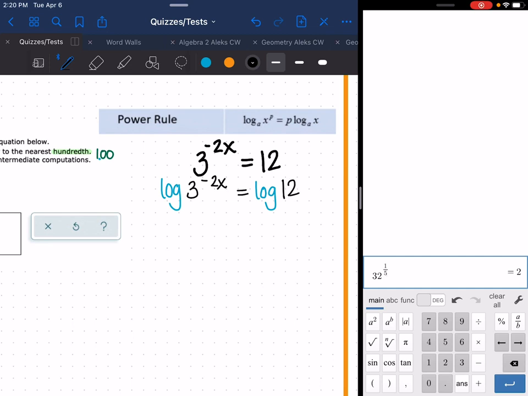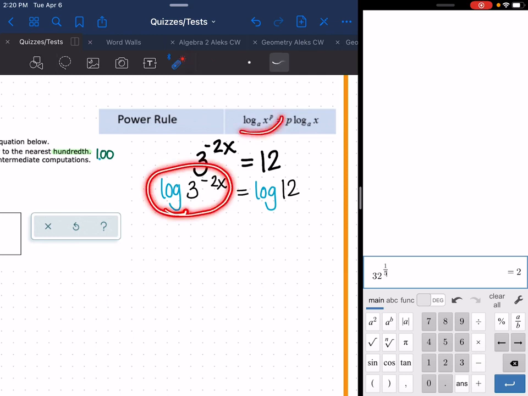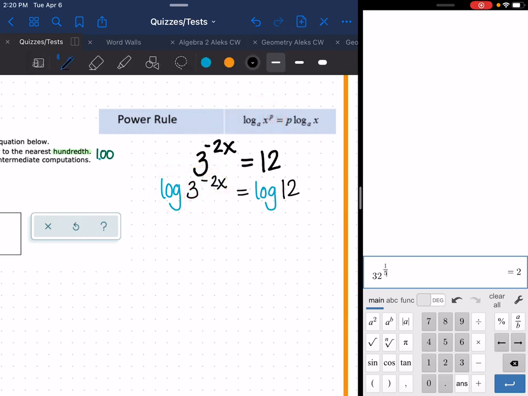Now I'm going to go ahead and apply the power rule. So notice that this side here on the left looks just like this. My x would be my 3, and here would be my power, which is p. So what I can do is take that negative 2x and multiply it times the log of 3 equals the log of 12.